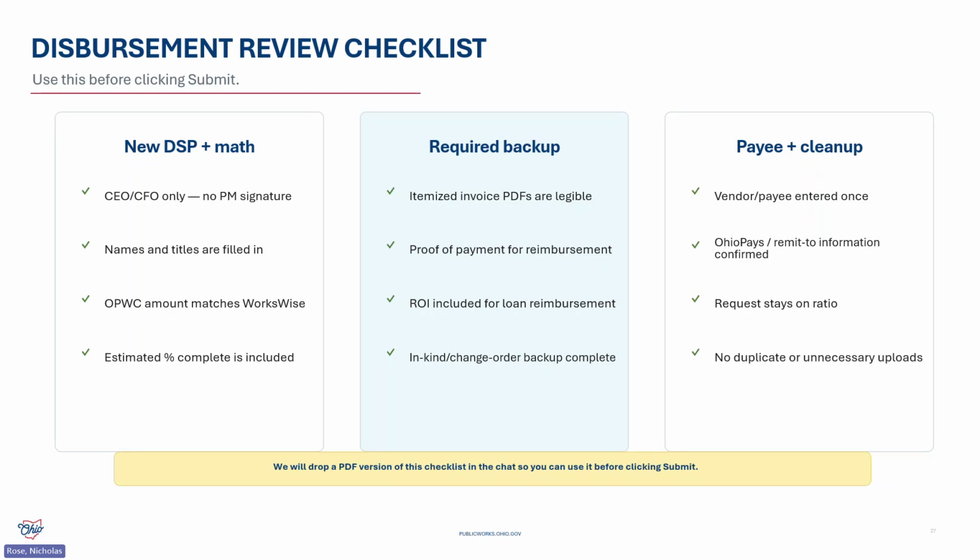You'll just want to think of it as 3 quick passes before you hit submit: disbursement signature page and math, required documentation, and payee ratio file cleanup. If those 3 items are clean, you've already caught most of the issues, and it's likely the disbursement will be paid pretty quickly.